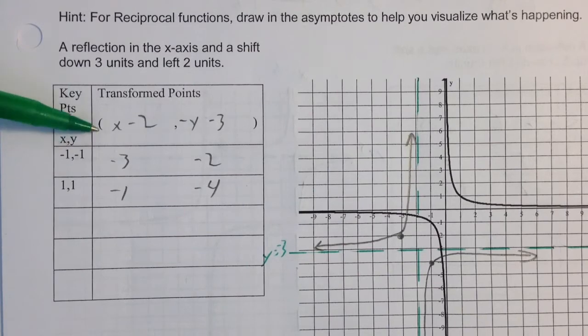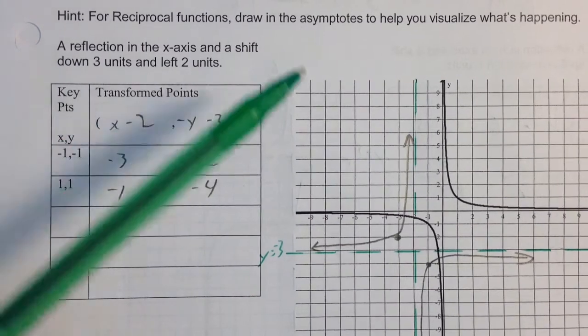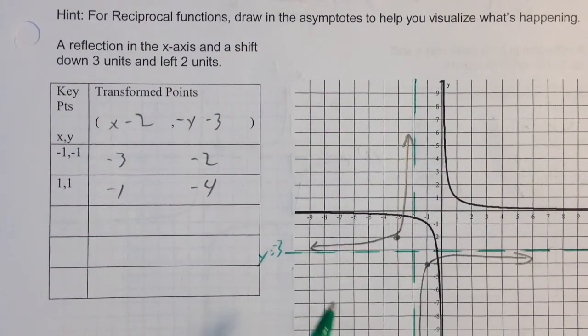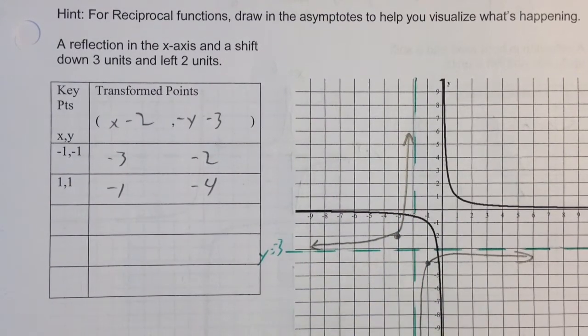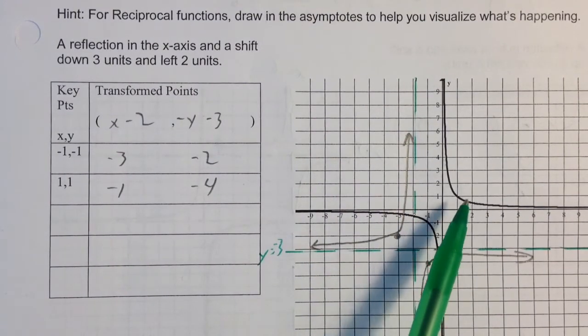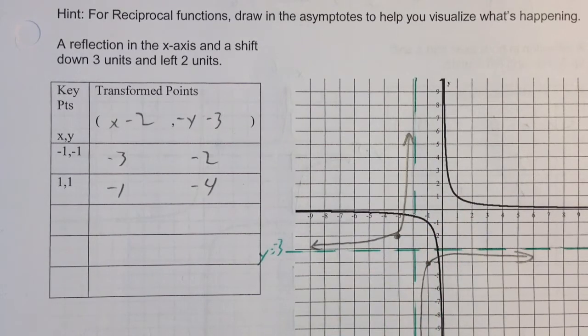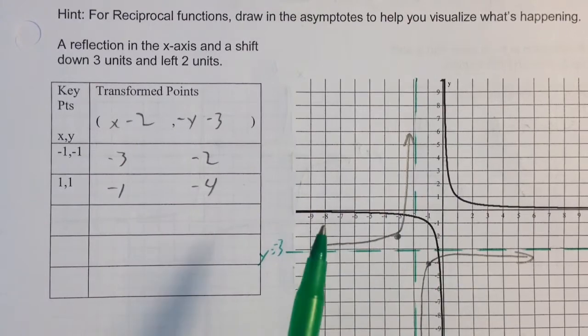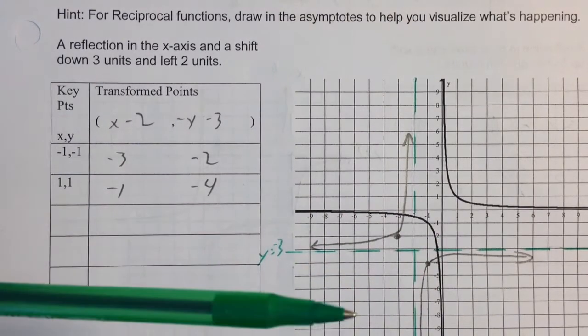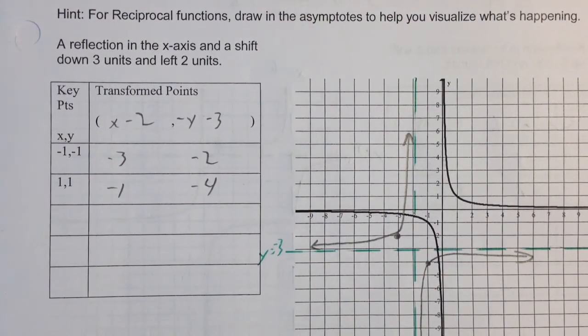I apply the mappings to my key points, plot the 2 key points, and when I draw them in, I just make sure that I don't cross an asymptote. So I have the shift to the left and the shift down, and it's a reflection. It's a reflection in the x-axis.